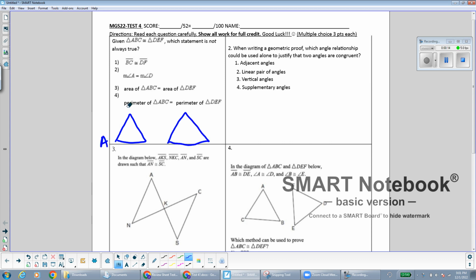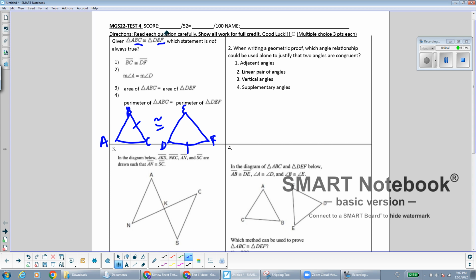So we have triangle ABC and we have triangle DEF. If we know these two triangles are congruent to each other, then we know the corresponding parts, the corresponding sides and the corresponding angles, should also be congruent. Taking a look at the answer choices, BC congruent to DF. Already, I see that BC and DF do not correspond. And if we look at the letters in the triangles, BC is the second and third letters.